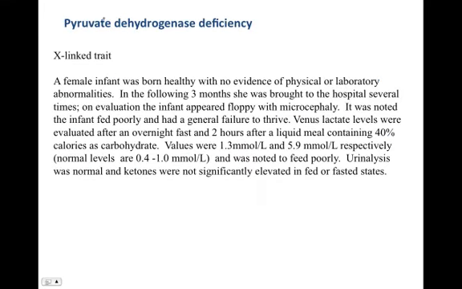So let's look at an example of pyruvate dehydrogenase deficiency. This is an X-linked trait. A female infant was born healthy with no evidence of physical or laboratory abnormalities. In the following 3 months, she was brought into the hospital several times. It was noted that the infant fed poorly and had general failure to thrive. Venous lactate levels were evaluated after a fast and after a liquid meal containing 40% carbohydrates.